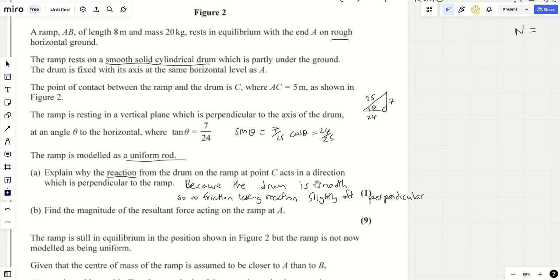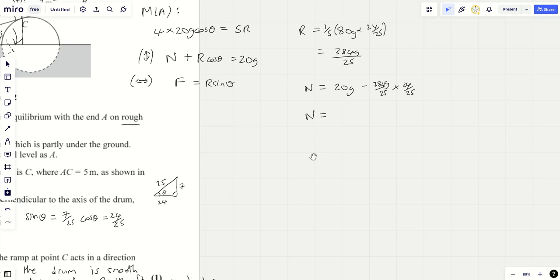Okay, let's work out N, because we can work it out as a decimal, because we just need the magnitude of the resultant force acting on the ramp at A. So I'm just going to work this out as a decimal. 20 times 9.8, I'm genuinely doing this on the calculator right now, minus 384 times 9.8 times 24, if you like, over 25 squared, 625. Okay, I'm getting 51.5 for that N, Newtons.